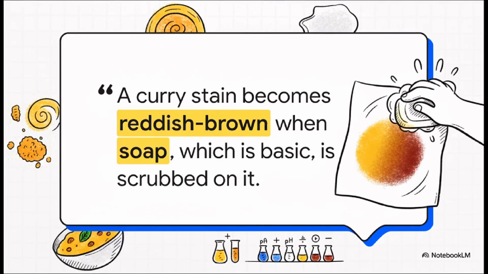And this isn't just something that happens in a chemistry lab. You've probably seen this yourself. Turmeric, which is in most curries, is a fantastic natural indicator. The moment you scrub a curry stain with soap, which is a base, it flashes this reddish-brown color. It's proof that these chemical rules are at work right in your laundry room.